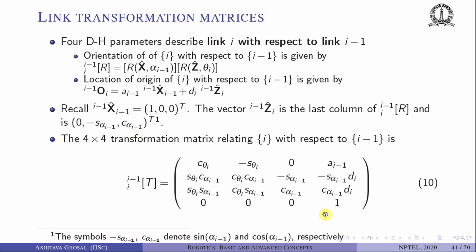As you can see, I can describe link i with respect to link i-1 using these 4 DH parameters. What are those 4 DH parameters? Just to recapitulate: theta_i, a_{i-1}, d_i and alpha_{i-1}. 2 angles and 2 distances.